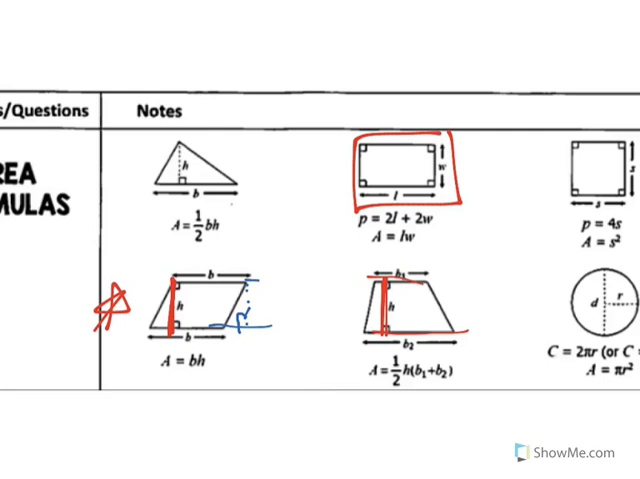And then your last shape is a circle. So circumference, which is the distance around a circle, is 2 pi r, or this is kind of cut off, pi d. So r is the radius, which is halfway across a circle. And then d is diameter, which is all the way across a circle. And then your area, pi r squared. So these are the formulas that we're going to be using for these different shapes today.